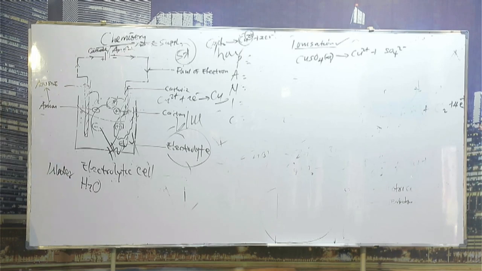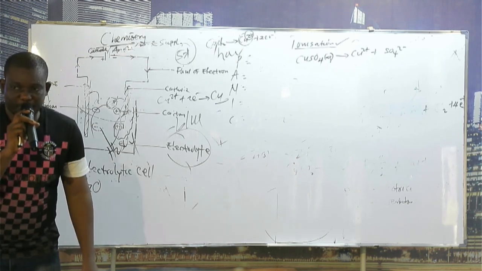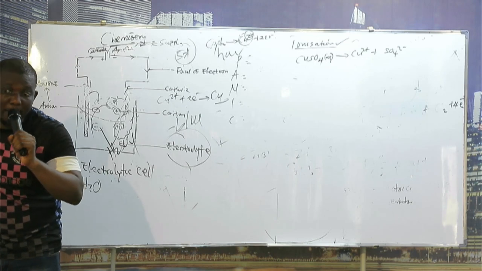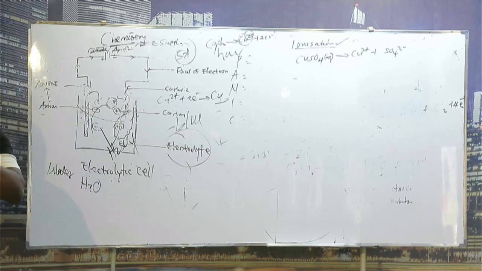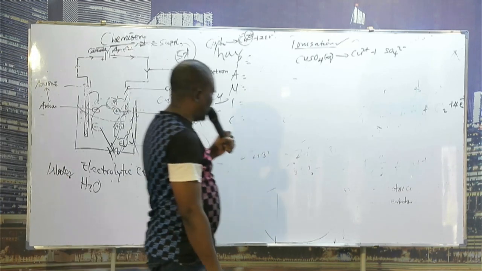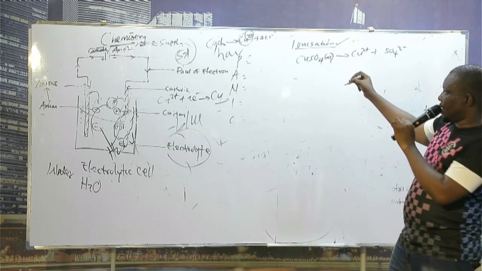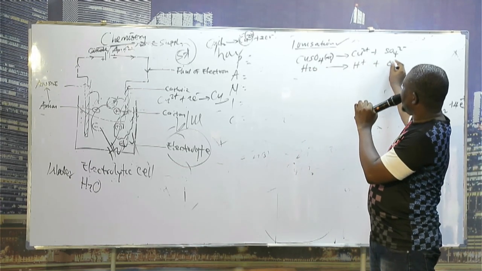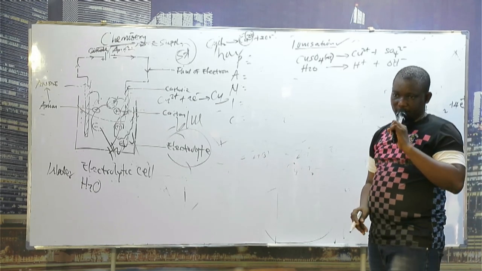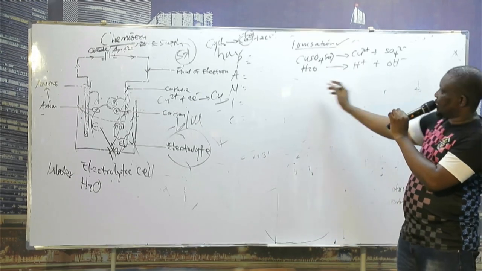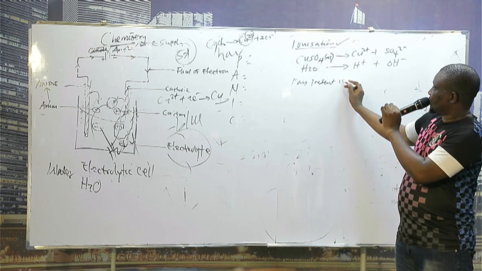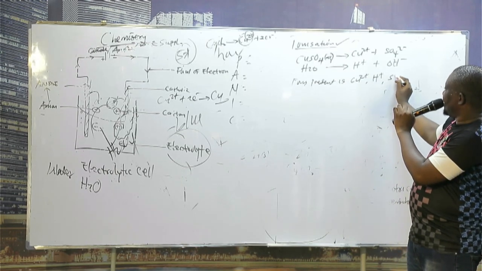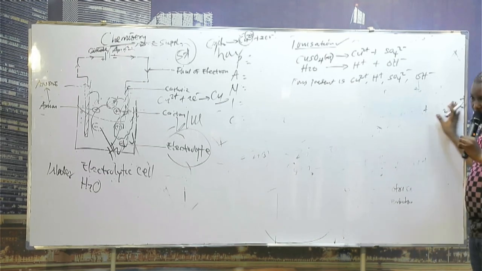Dissociation of ionic compound in water into free mobile hydrated ions. If I don't tell you, you have to write H2O, which is H+ and OH-. And how many ions are present? Ions present are Cu2+, H+, SO4 2-, OH-.